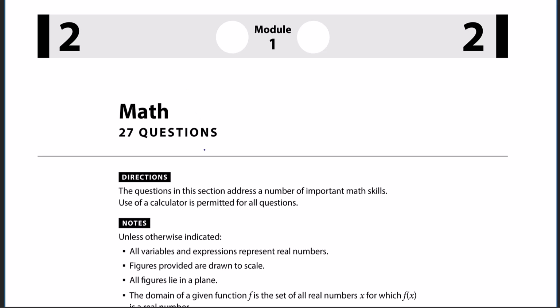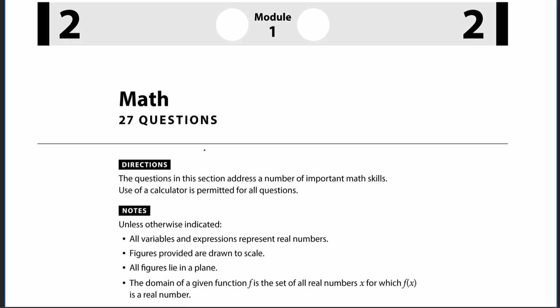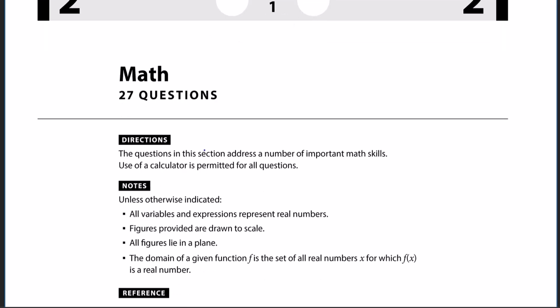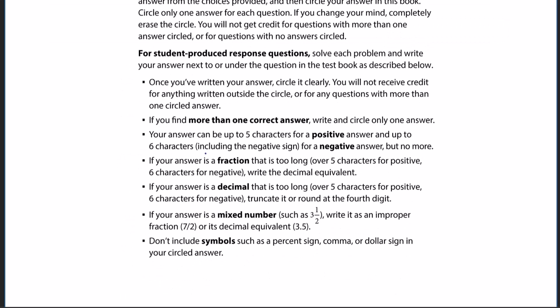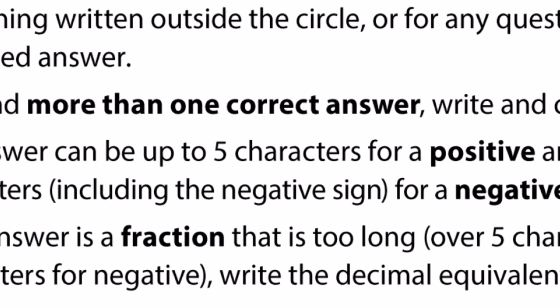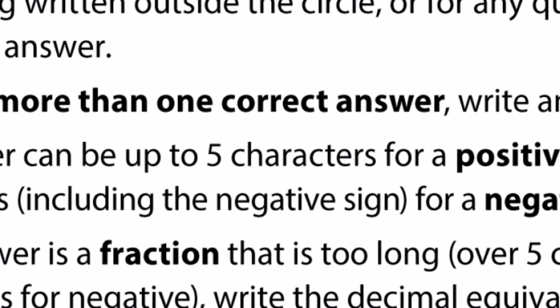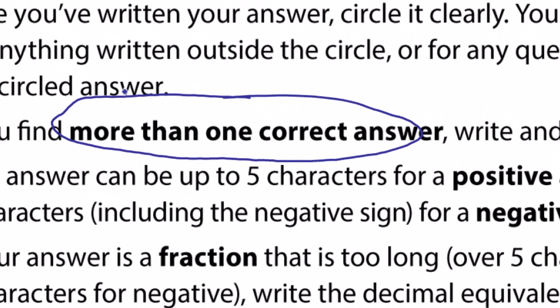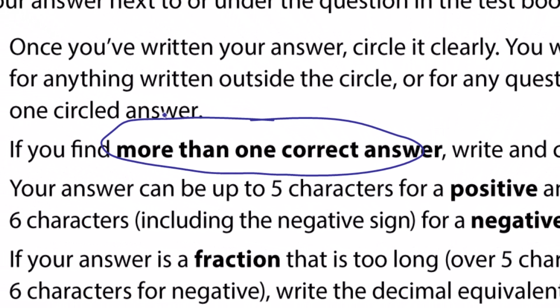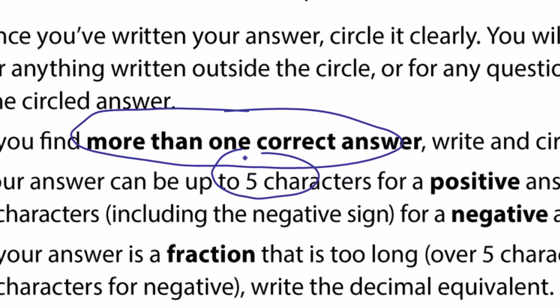First of all, I want to point out that the questions are multiple choice and fill in the blank mixed in together. And also, for the fill in the blank type questions, there are some differences. So now, for the student produced responses, you can actually have more than 4 digits, whereas previously you're limited down to 4 digits. Now you can have actually more. Again, there's sometimes more than one correct answer. You can have up to 5 characters for a positive answer.